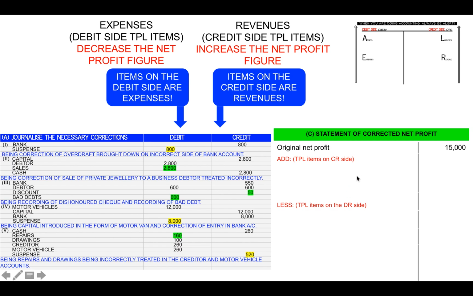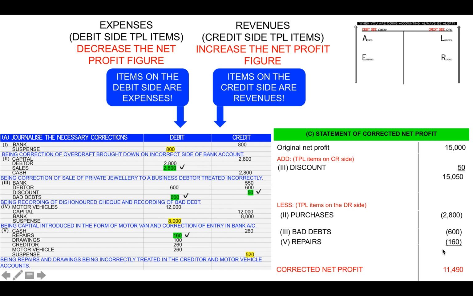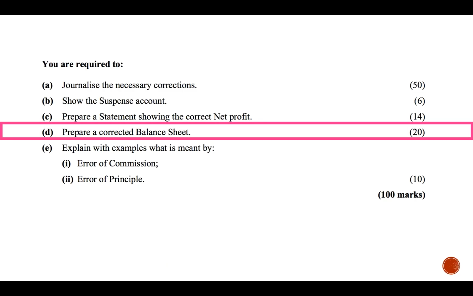So in our statement of corrected net profit, we have got one item here that is going to increase our net profit figure, and we've got these 3 items here that are going to reduce it. So what you have to do is just slot them in. Okay, so you've got your original net profit figure from your balance sheet, 15,000, plus your discount there, €50. And then you're going to take away the TPL items on the debit side. So that is correct net profit, €11,490 there. Okay, so that net profit figure is going to go into your balance sheet.